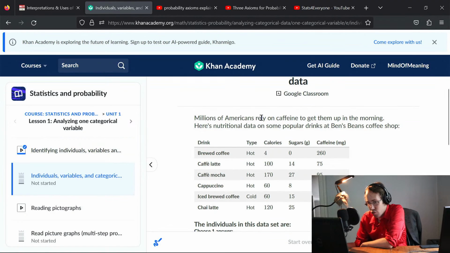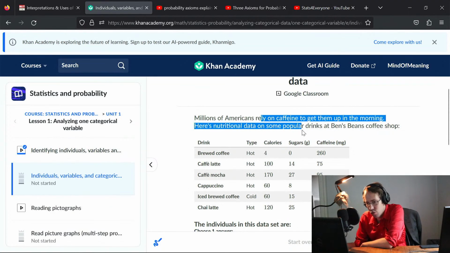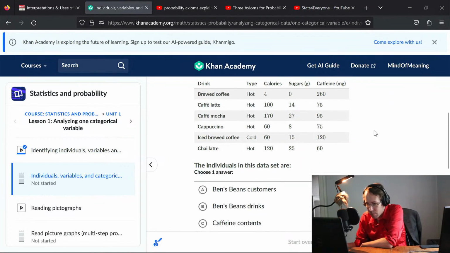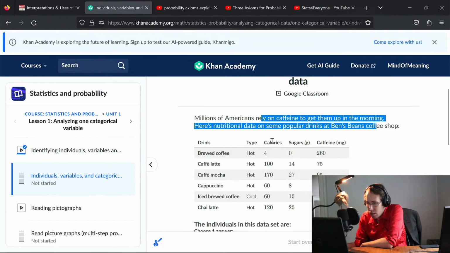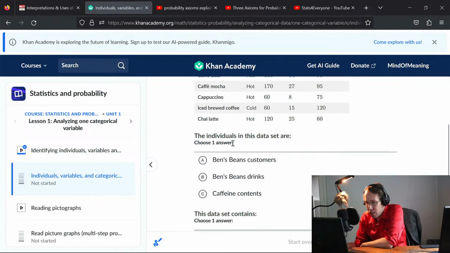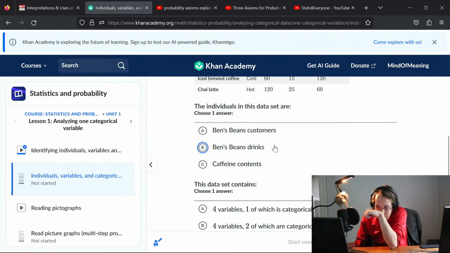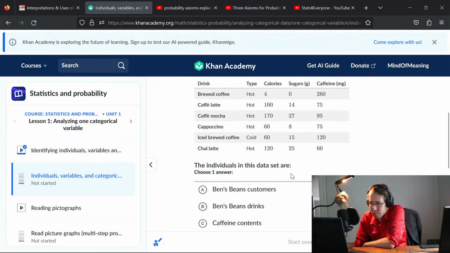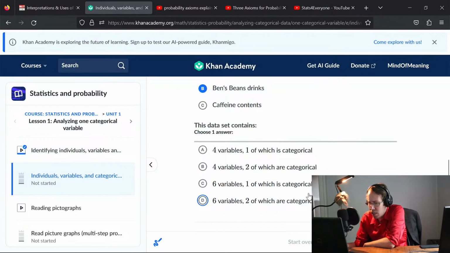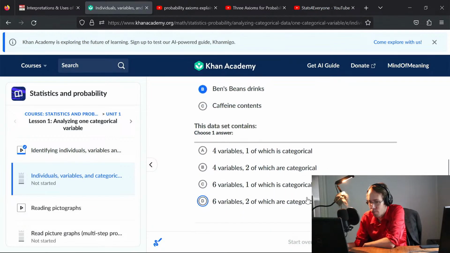Millions of Americans rely on caffeine to get them up in the morning. I know I do. Here's nutritional data on some popular drinks at Ben Beat's coffee shop. Type, calorie, sugar, caffeine. The individuals in this data set are, choose one. It's going to be the drinks, obviously. Didn't he just go over this? It's just starting us off slow, you know?